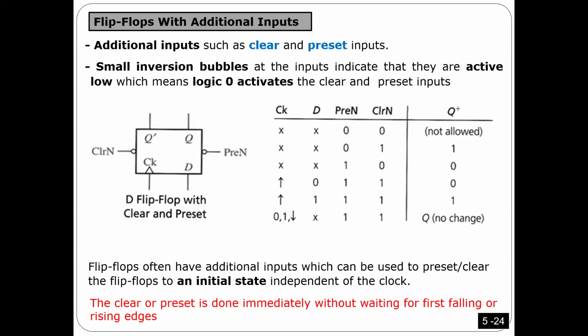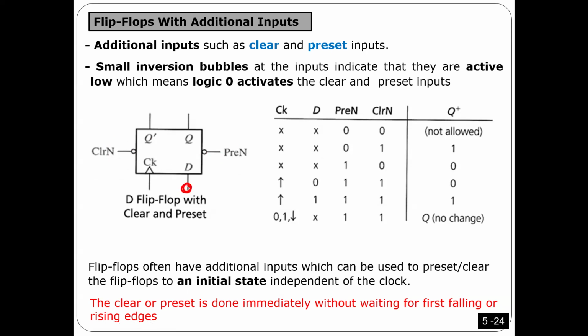But sometimes, when you buy a chip, maybe it does not have a clear, it does not have a preset. That's why it's not essential, okay? But sometimes they give you this option so that if you want to clear at any time, you can do that without waiting for the clock, okay? You should understand this, guys.